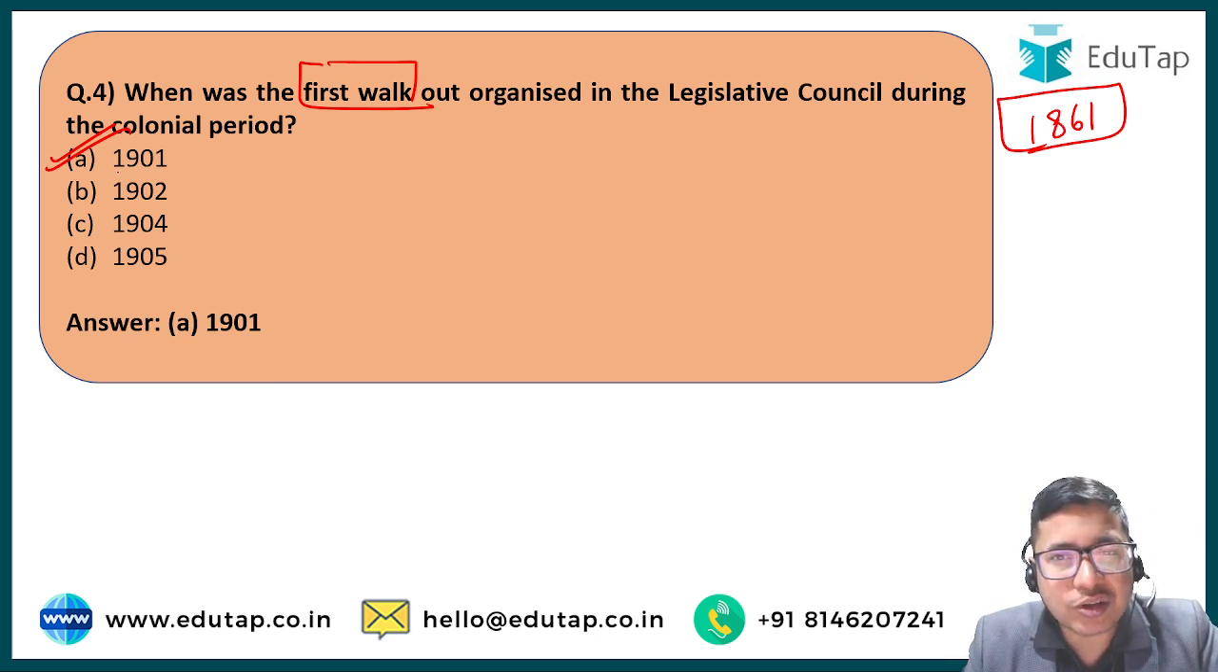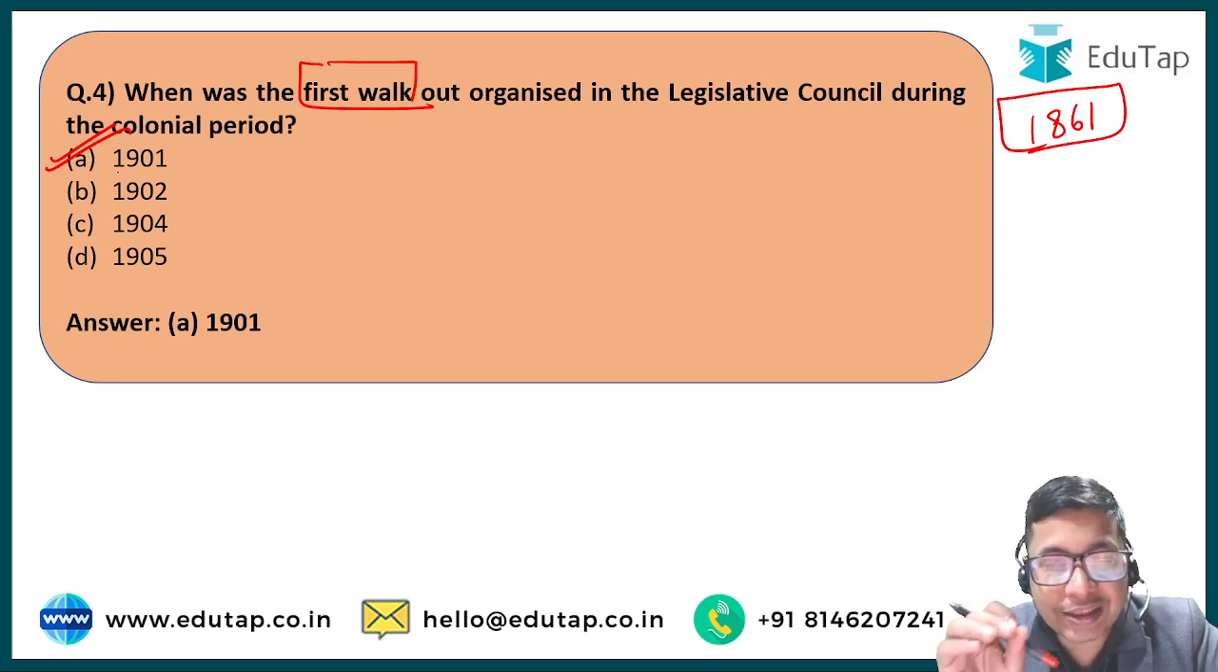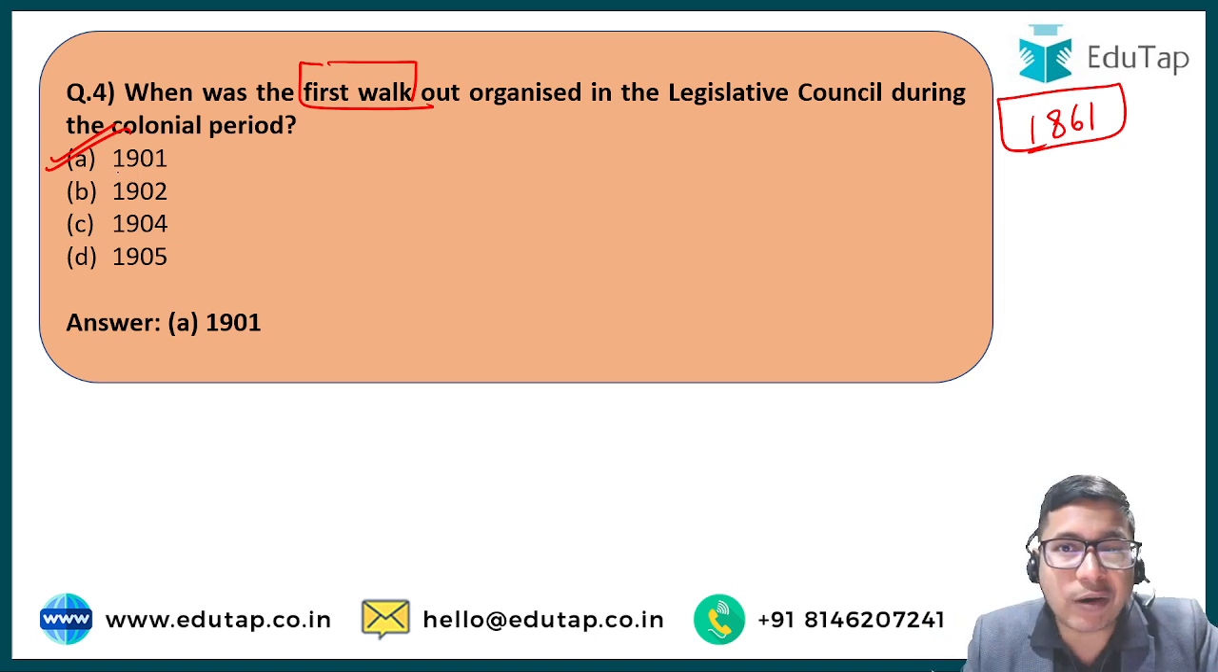It was in response to a particular bill which was being passed by veto by the British officials leading the Legislative Council. But the Indian members of the council walked out in 1901, and this was the first walkout in the legislative history of our country, in the legislative councils of our country.